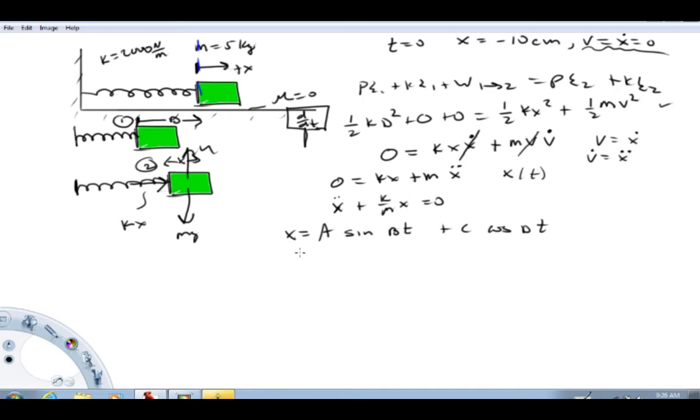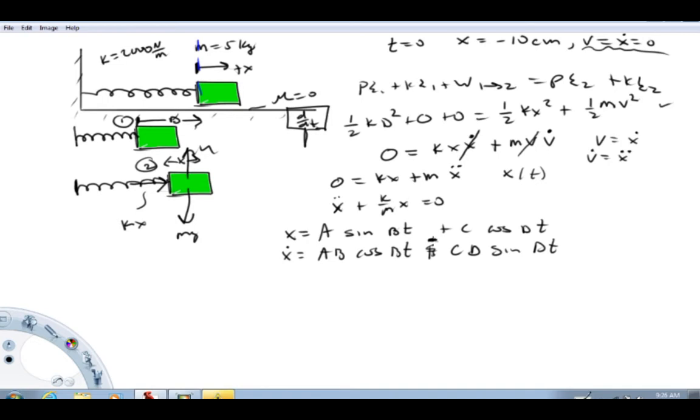At t equals 0, x dot is equal to 0, or the velocity is equal to 0. So I'm going to go ahead and calculate x dot, which is going to be equal to AB cosine bt, minus CD sine of dt. I'm going to go back and change that plus to minus, because I'm remembering now that the derivative of cosine is minus sine.